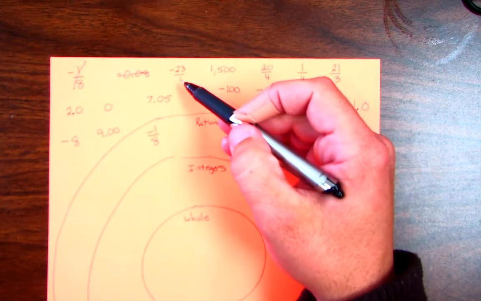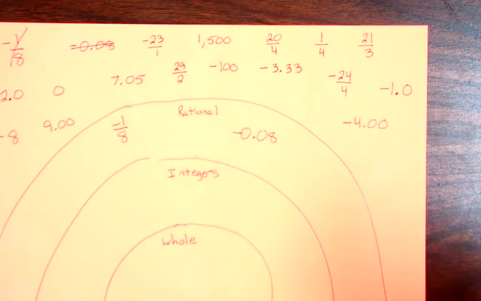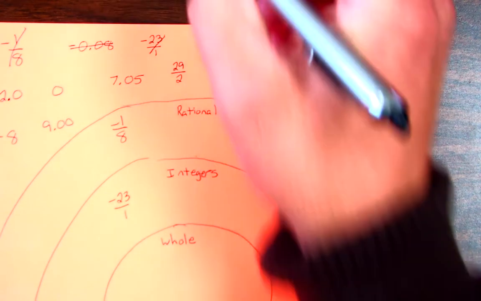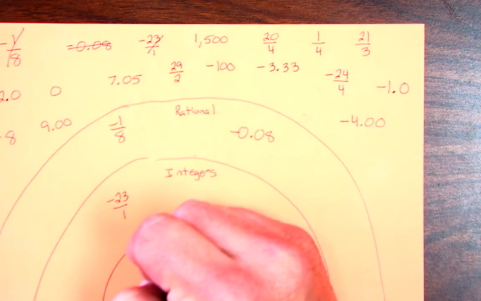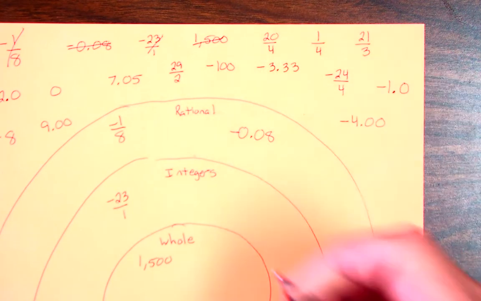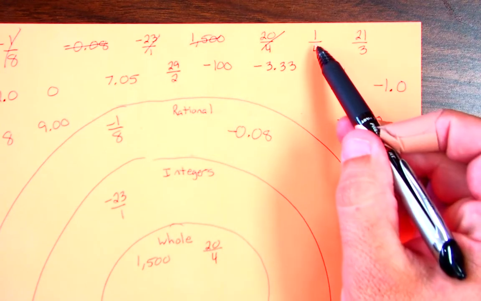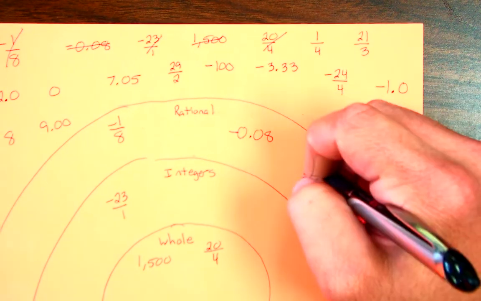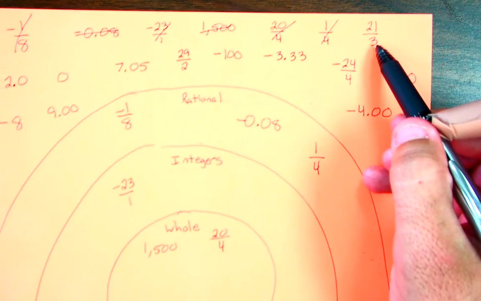-23 divided by 1 is -23, but notice it's a negative. So this is a negative whole number, which is an integer. 1,500, that's a whole number. 20 divided by 4 is 5, which is a whole number. 1/4 cannot simplify to a whole number, so it's rational. 21 divided by 3 is 7, which is a whole number.